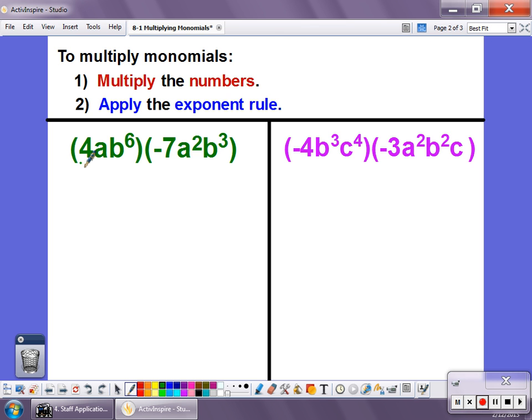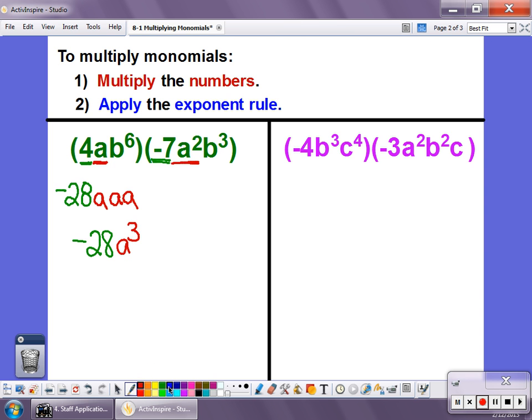If I were going to do this problem, my first step would be to multiply my numbers. 4 times -7 would give me -28. Again, if you want to look at this in expanded form, I'll do this one here with the expanded form. In this monomial, I have 1 a. And in this monomial, I have 2 a's, which means when I combine them together, I still have my -28 here, but I have a total of 3 a's.